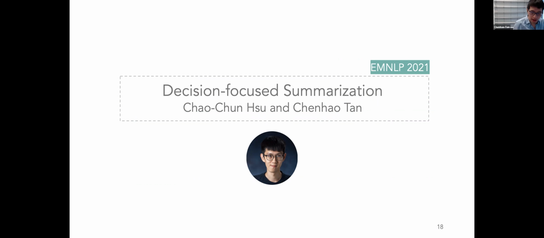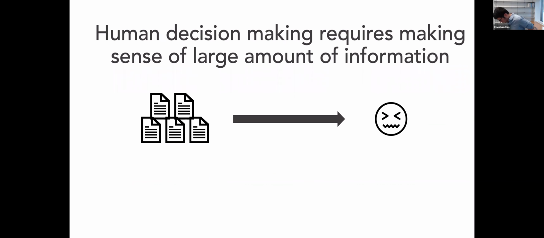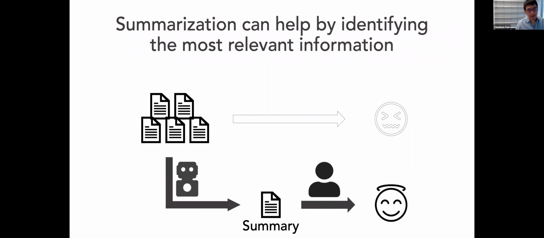So in the first one, the scale or efficiency issue that I'm talking about is the fact that when humans make decisions, it often requires making sense of a large amount of information. For instance, imagine a doctor making a diagnosis for a patient. They may need to go through a large collection of notes. Summarization or AI can play the role of reducing this huge amount of text into a much more succinct version, and in this case, we call it a summary.